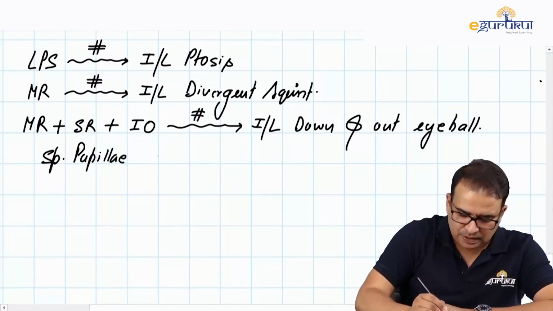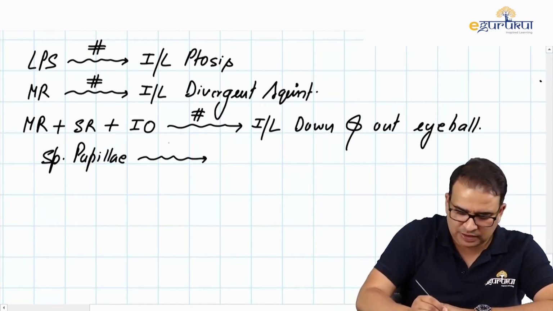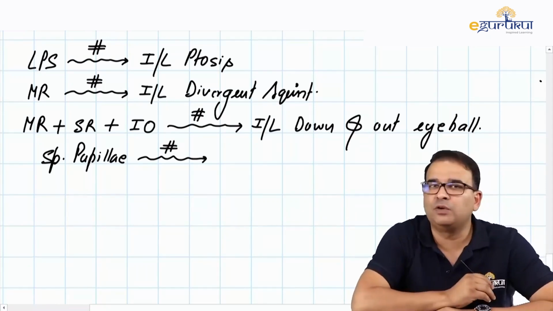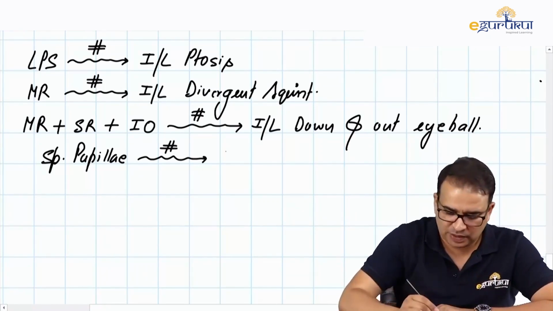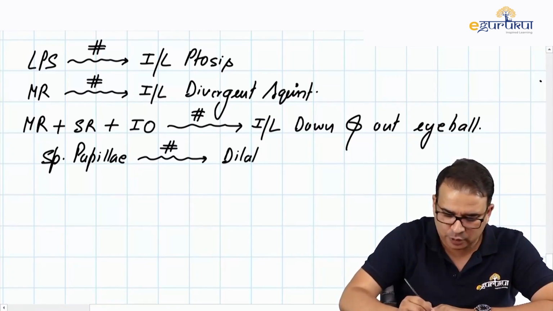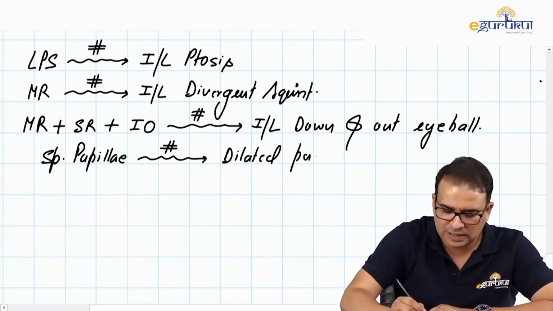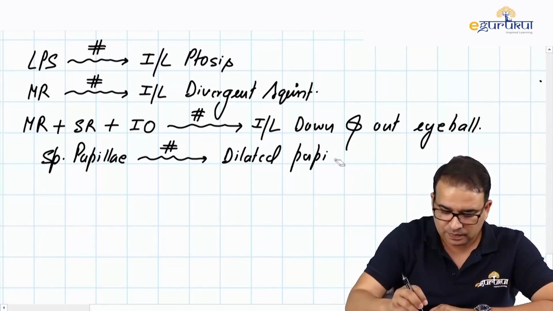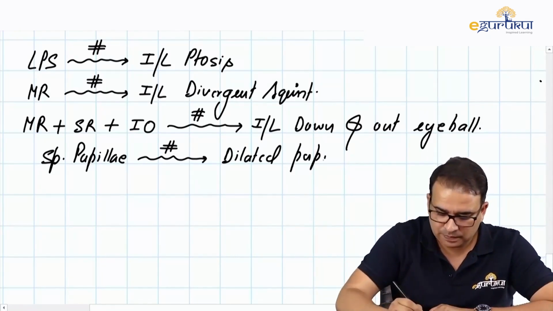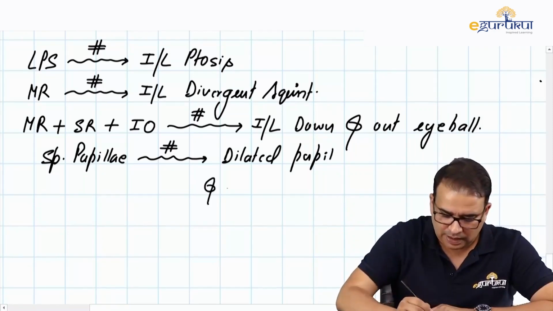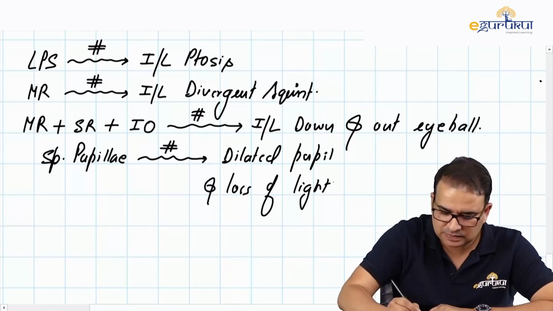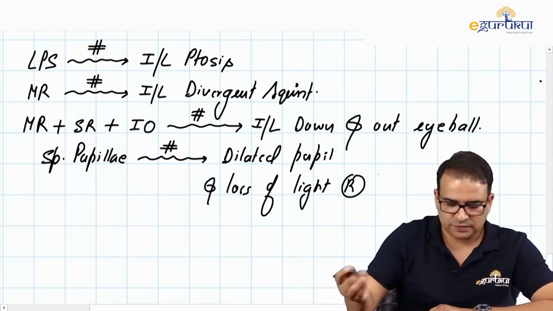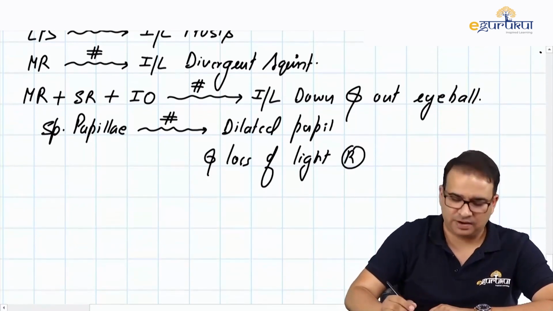Sphincter pupillae. Edinger-Westphal fibers are also affected because of the third nerve. So sphincter pupillae is involved, and involvement of sphincter pupillae will lead to what? It will lead to the dilated pupil. Why will it lead to dilated pupil? Because dilator pupillae is still working. It is supplied by the sympathetic nerve. So there will be a dilated pupil, and loss of light reflex. The sphincter pupillae is affected, so there will be a loss of light reflex.